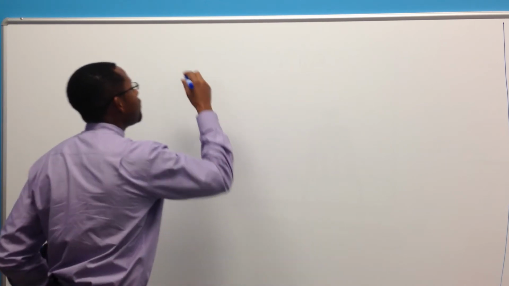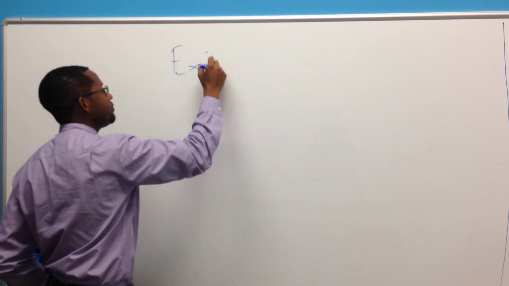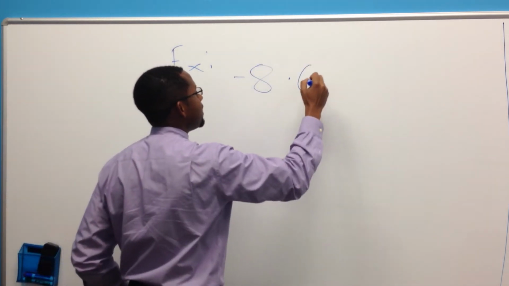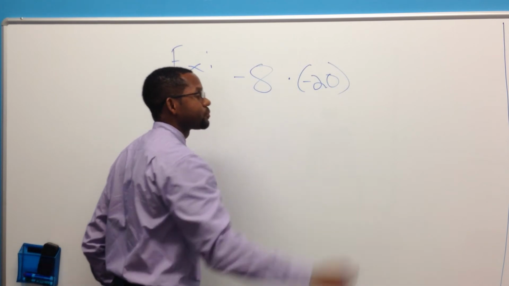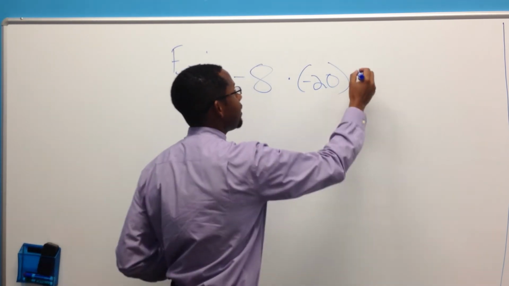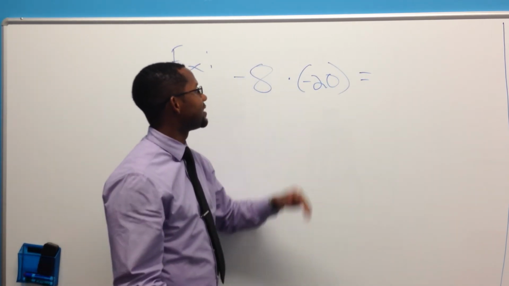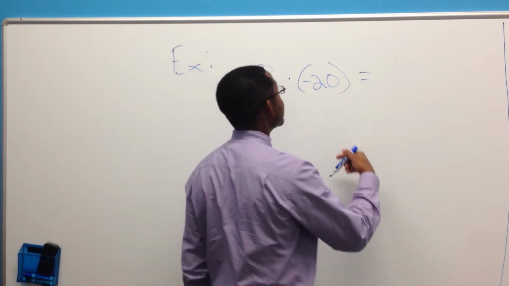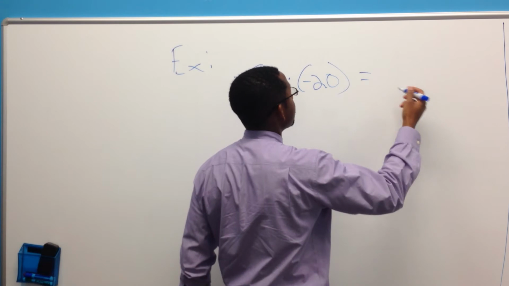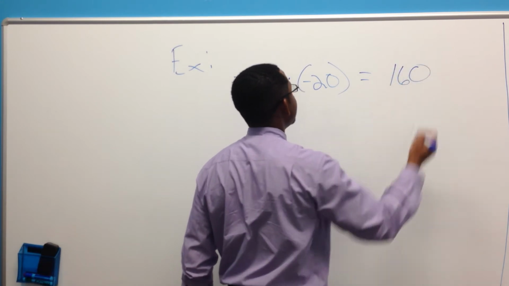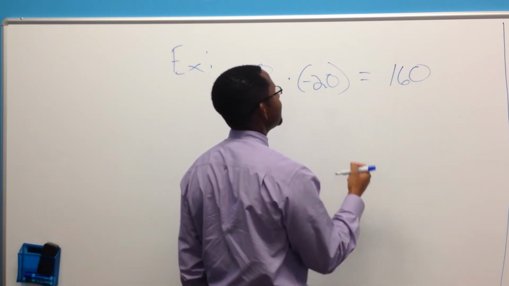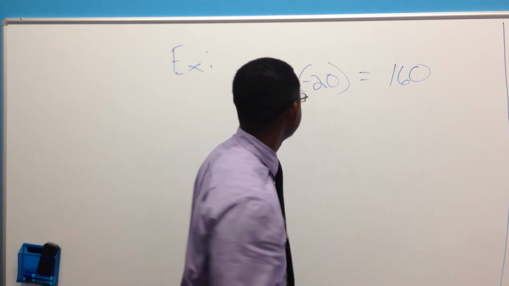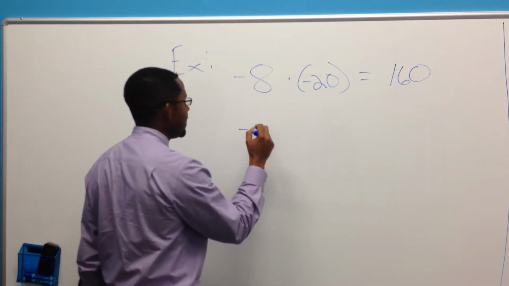So, for example, let's say I have -8 times -20. All I have to think about is my signs. Are my signs the same or different? Negative, negative. Those signs are the same. That means my answer is positive. Now just multiply as normal. 8 times 20 is 160. Answer is positive 160. Good to go.